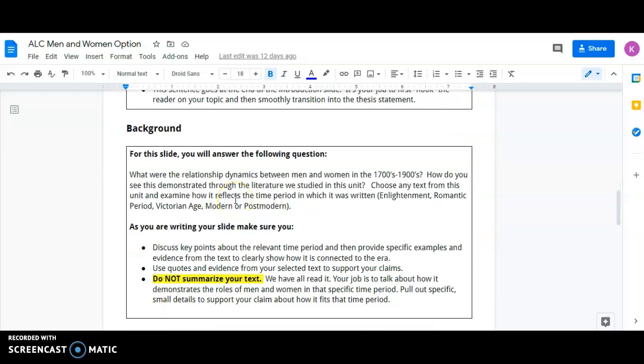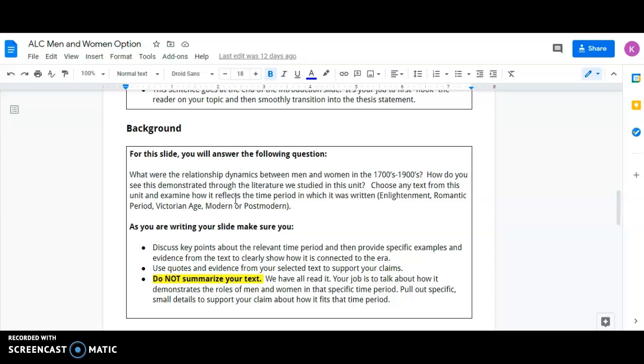For your background slide, you will be answering the question, what were the relationship dynamics between men and women in the 1700s to 1900s? How do you see this demonstrated? And it could be, basically, how was your topic demonstrated in the 1700s to 1900s, and how was this demonstrated with the literature we studied in the unit?